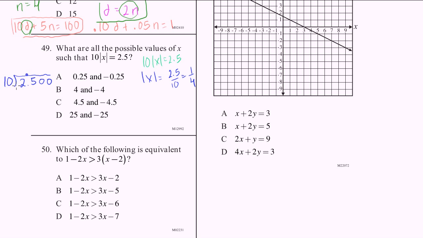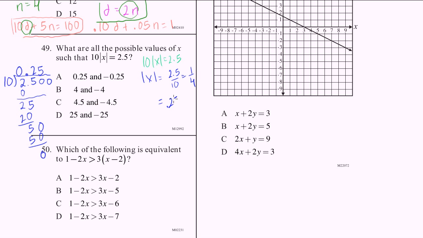Put the decimal there. 10 goes into 2 0 times. 0 times 10 is 0. Bring down the 2. 2 minus 0 is 2. Bring down the 5. 10 goes into 25 how many times? It goes into 25 2 times. 2 times 10 is 20. 25 minus 20 is 5. Bring down another 0. 10 goes into 50 exactly 5 times. 5 times 10 is 50. Subtract, you get 0. So 10 goes into 2.5 0.25 times, which is the same thing as 1/4.